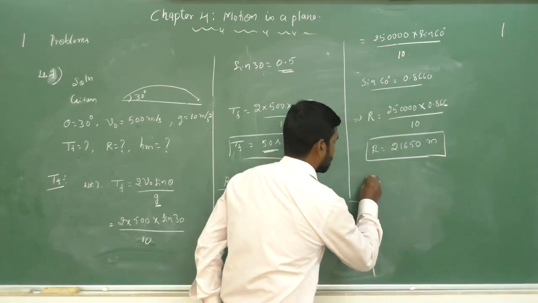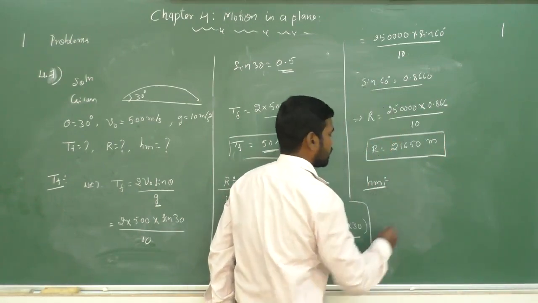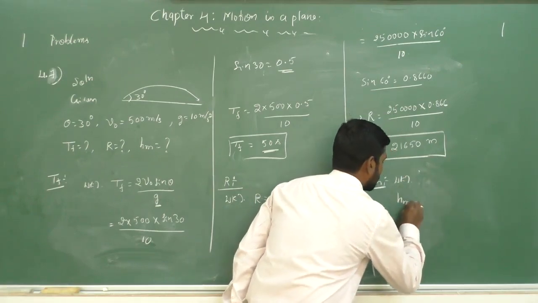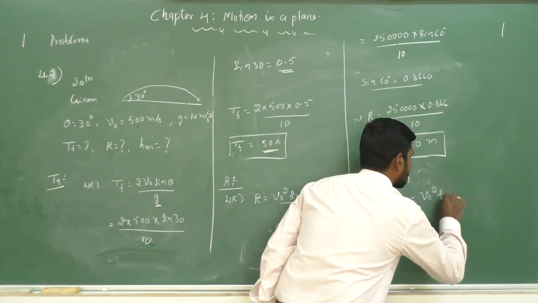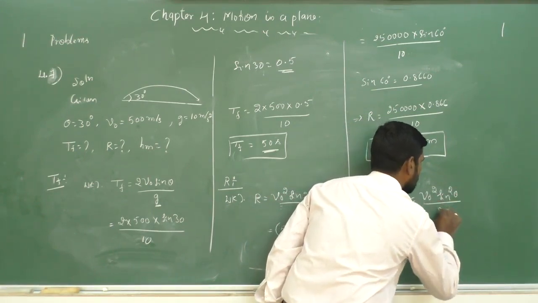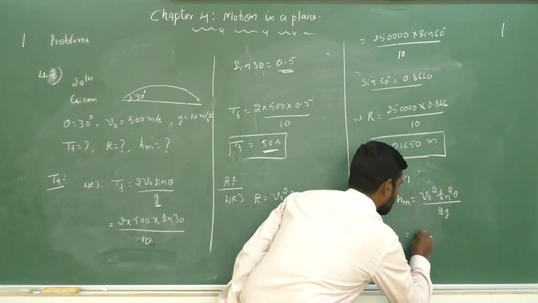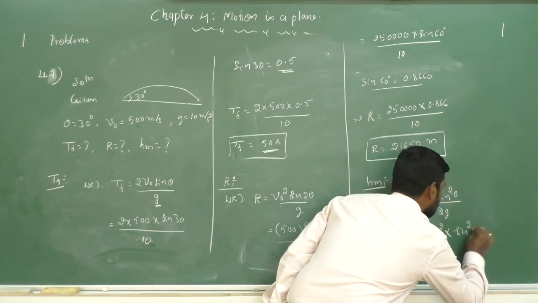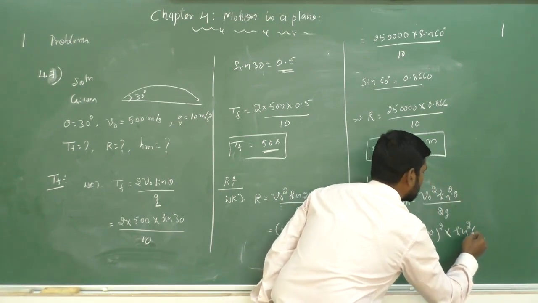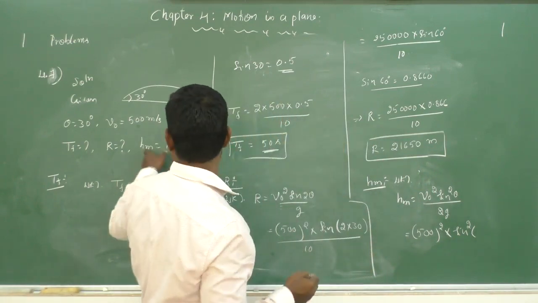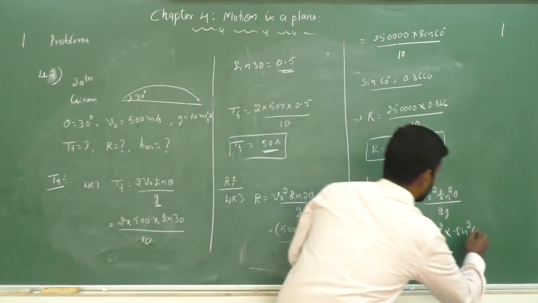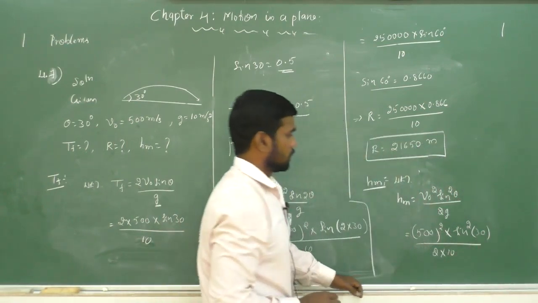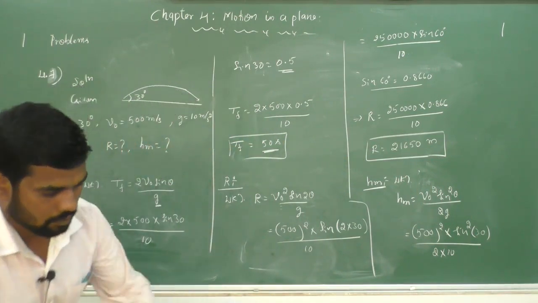The third one, HM value I am going to find out. For that we know that HM value is equal to V naught square sin square theta divided by 2G. Substitute here V naught square, 500 square, into sin square theta. Theta is 30 degree, divided by 2 into G, it is 10.